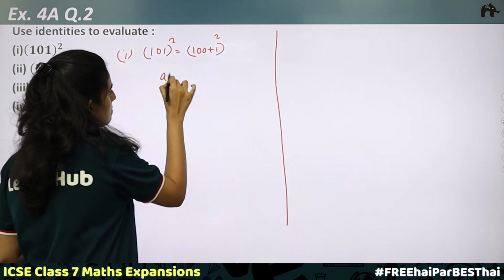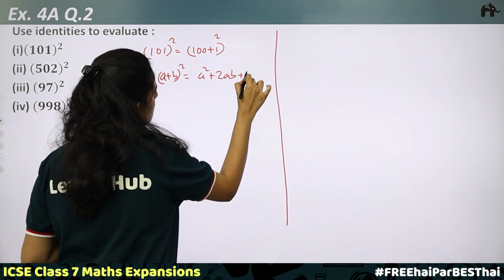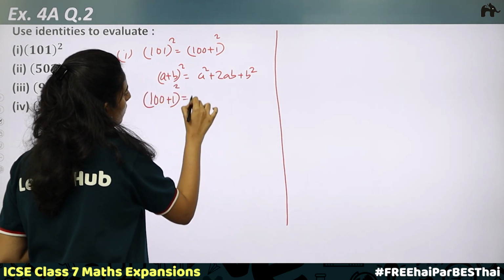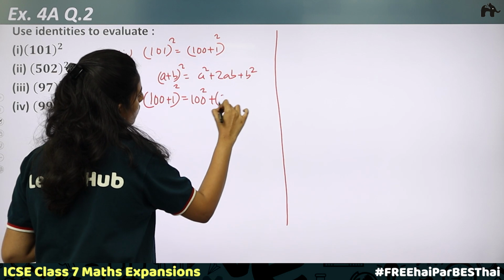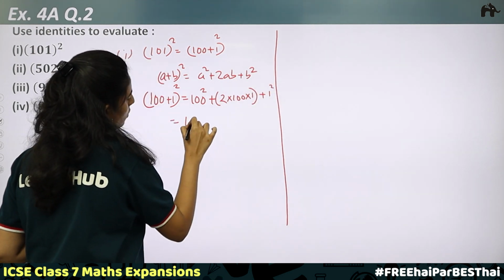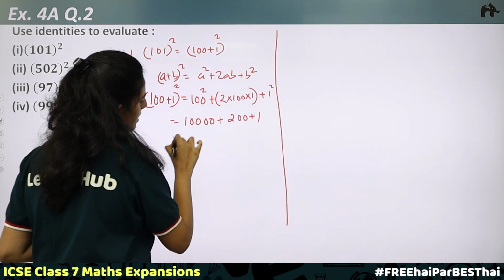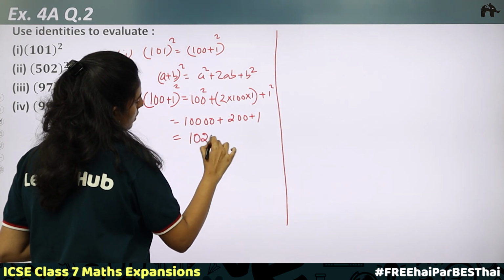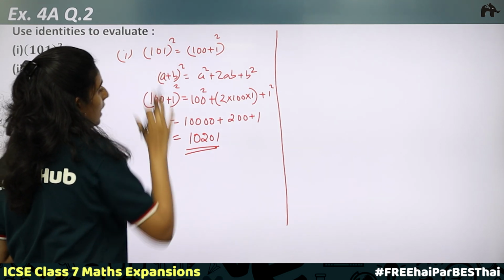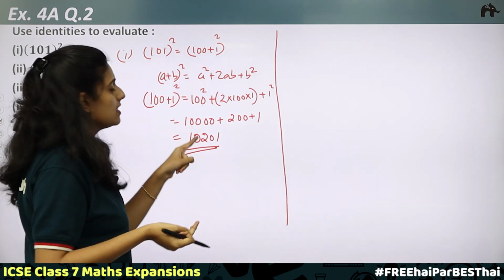We have a plus b whole square is equal to a square plus 2ab plus b square. Therefore 100 plus 1 whole square will be equal to 100 square plus 2 into 100 into 1 plus 1 square, which is equal to 10,000 plus 200 plus 1, which is 10,201. Okay, so this is the answer. Now, if you take 101 square, that is multiply 101 with 101, you will get the same answer.